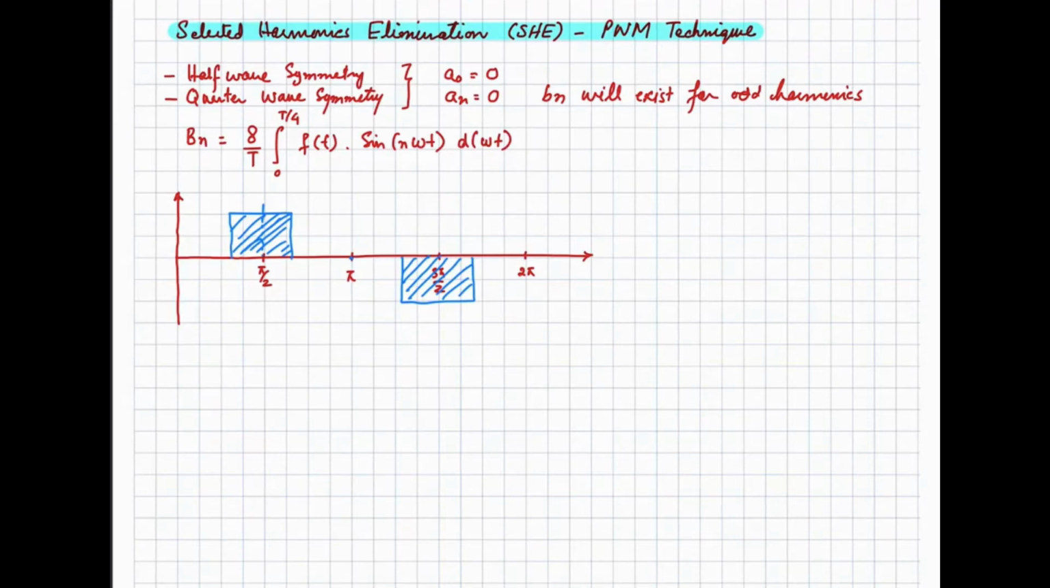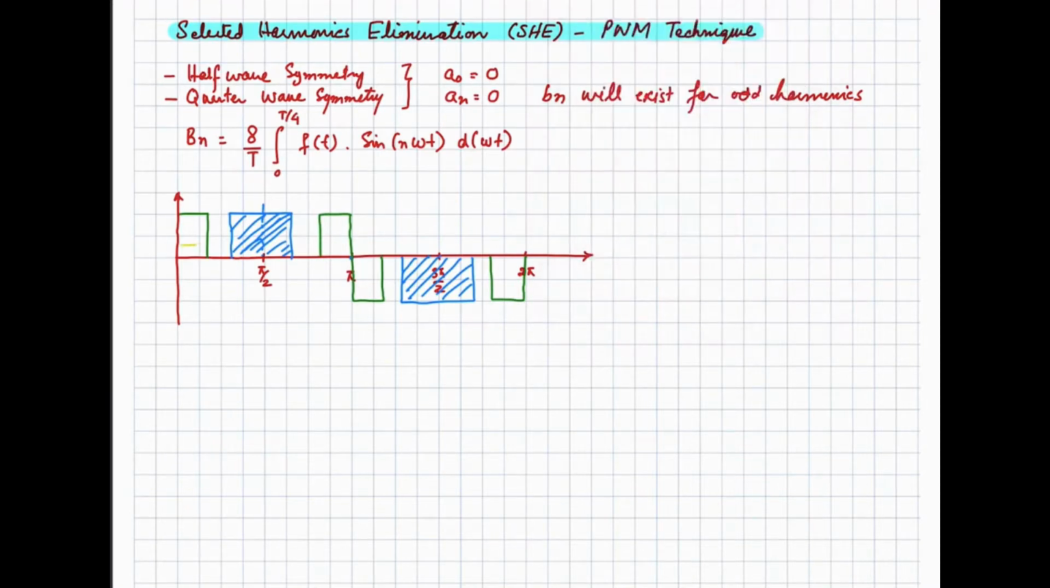Now if I add another pulse in this one, let's suppose over here, then I will have to add this part over here as well to maintain these two symmetries, and to maintain this symmetry I will have to add these parts in the negative part as well. Okay, now let's mark the angles.